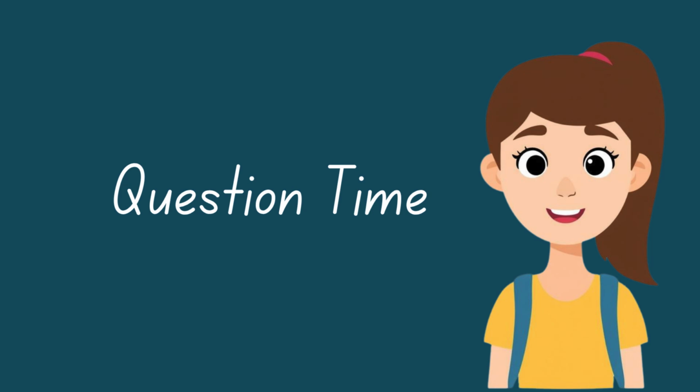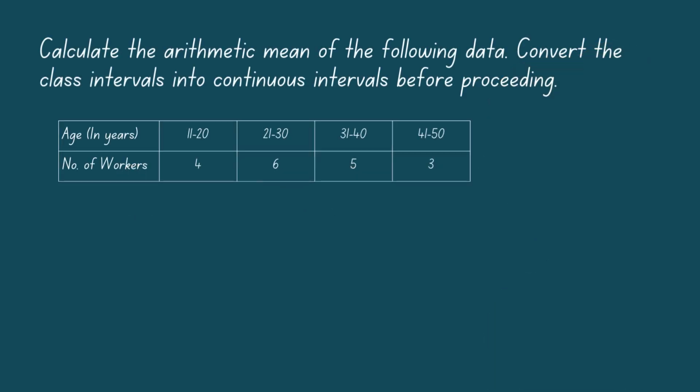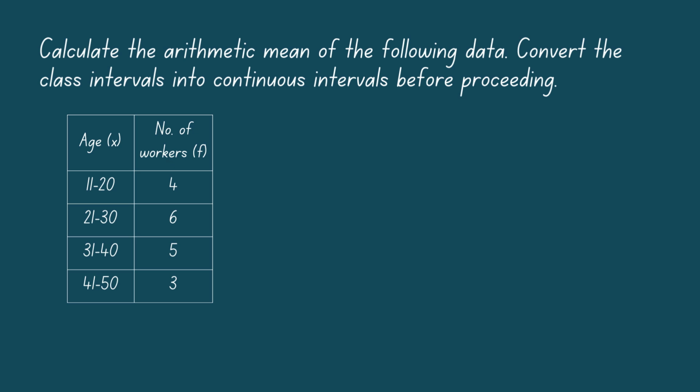So here is our question. Calculate the arithmetic mean of the following data and convert the class intervals into continuous intervals before proceeding. And you have a table given here, which is age in years and number of workers, which is the frequency. And under age in years, we have the class intervals. Now, look at the class intervals here. This is 11 to 20, 21 to 30, 31 to 40, and 41 to 50.